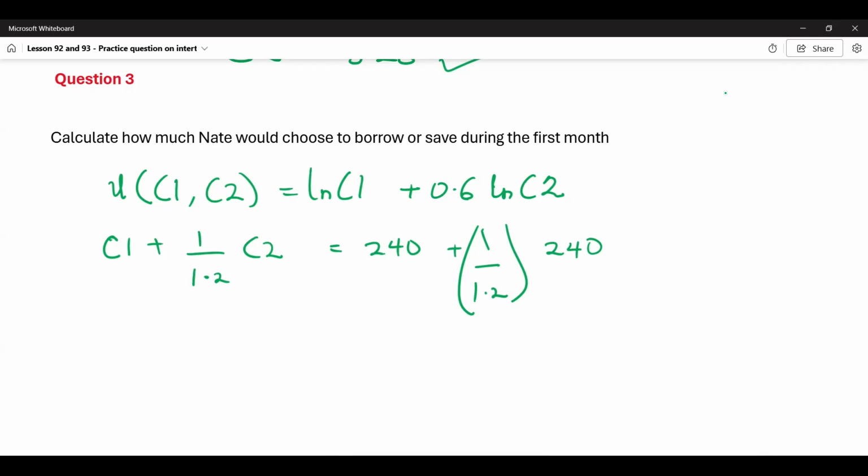Hi, welcome back. In our previous lesson, we started with a practice question on intertemporal choice. Today, we are moving on to part 2.